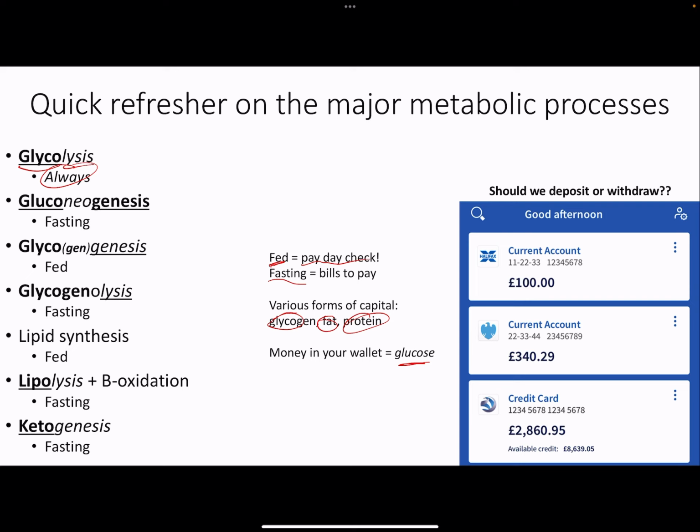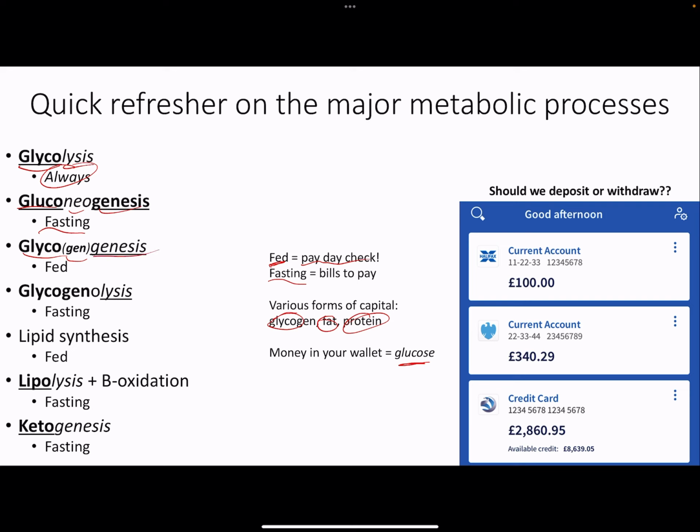So we always need to do glycolysis, no matter what. So that's not going to be dialed up or down too much in general. Gluconeogenesis, making new sugar, our liver does that, and it does that to feed the rest of the body when we are hungry. So that is only in the fasting state when our body needs sugar.